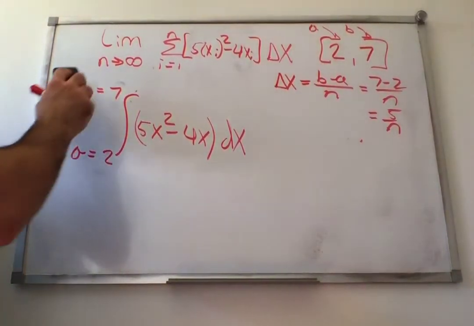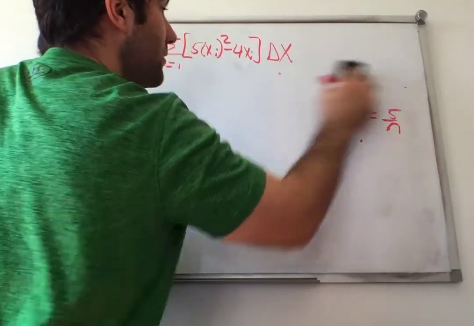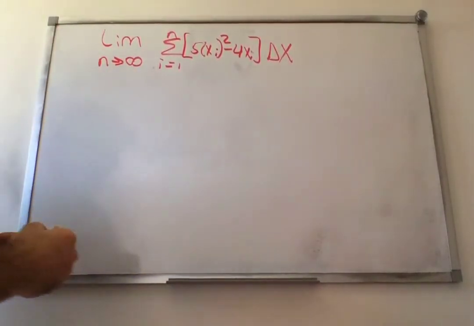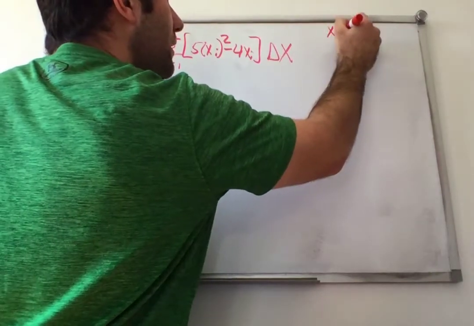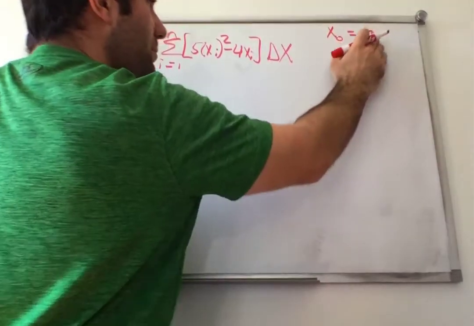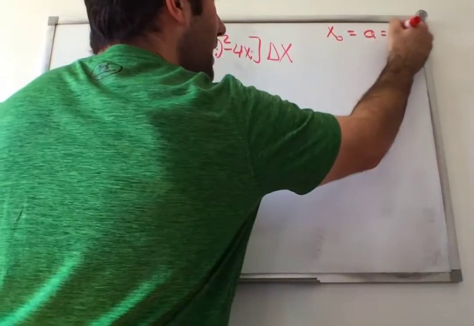Okay, now let's go ahead and evaluate this limit. So x0 is equal to a. Okay, that's our starting point. We're starting at a, which happens to be 2 in this case.